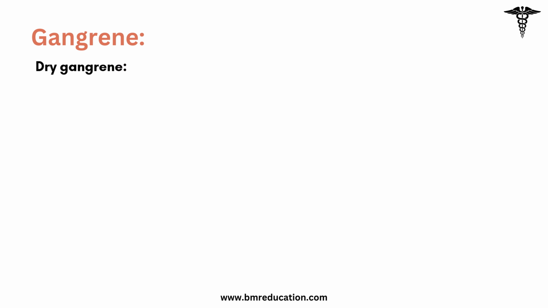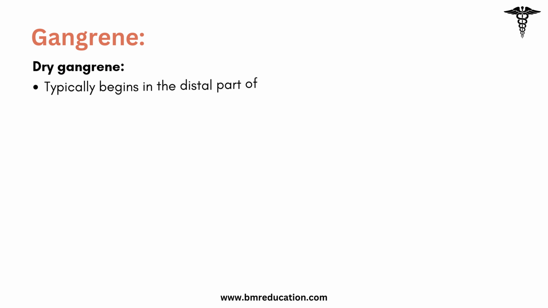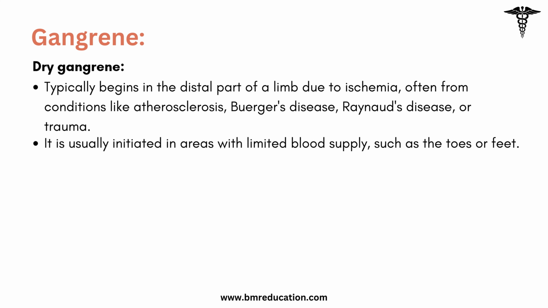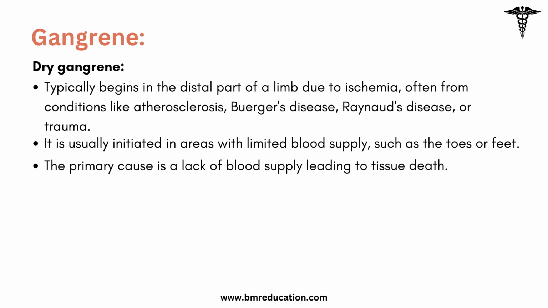What is dry gangrene? It typically begins in the distal part of a limb due to ischemia, often from conditions like atherosclerosis, Buerger's disease, Raynaud's disease, or trauma. It is usually initiated in areas with limited blood supply, such as the toes or feet. The primary cause is lack of blood supply, leading to tissue death.